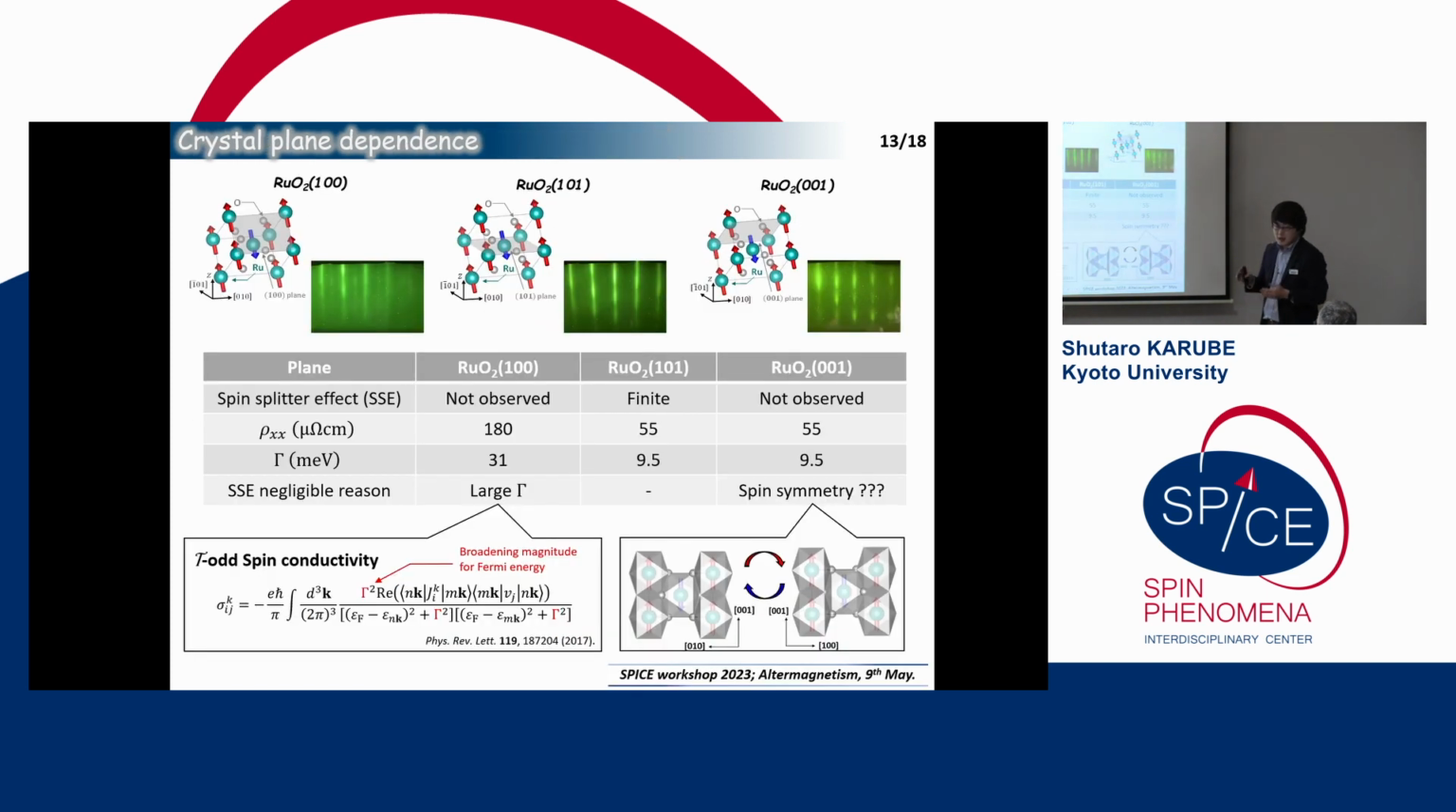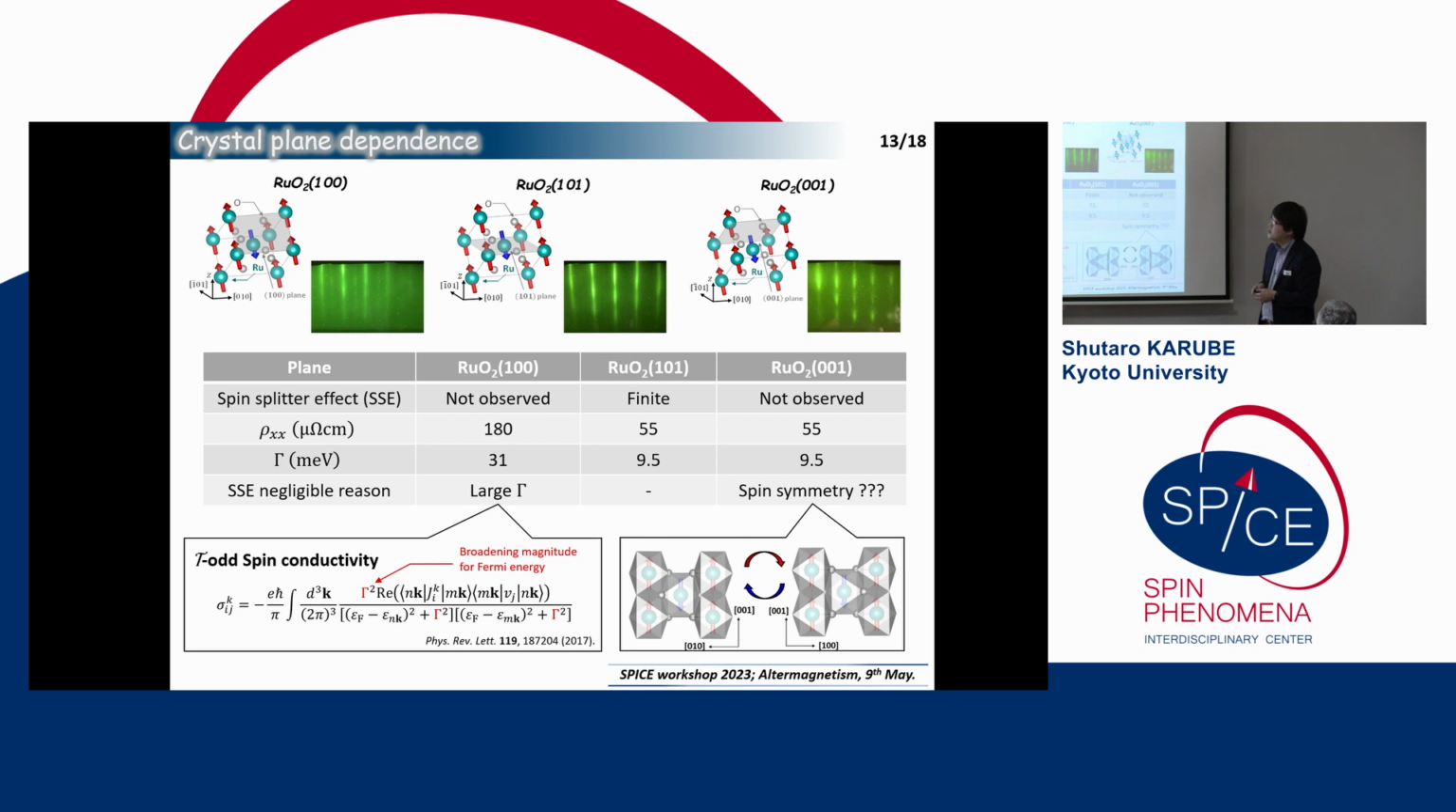So here let's discuss the crystal plane dependence, because we could not see the spin splitter effect in the case of the ruthenium oxide 100 and 001. As for the 100 case, the prepared film has a little bit larger resistivity, around 180 micro-ohm centimeter. This leads to the larger scattering rate gamma, around 30 milli-electron volt.